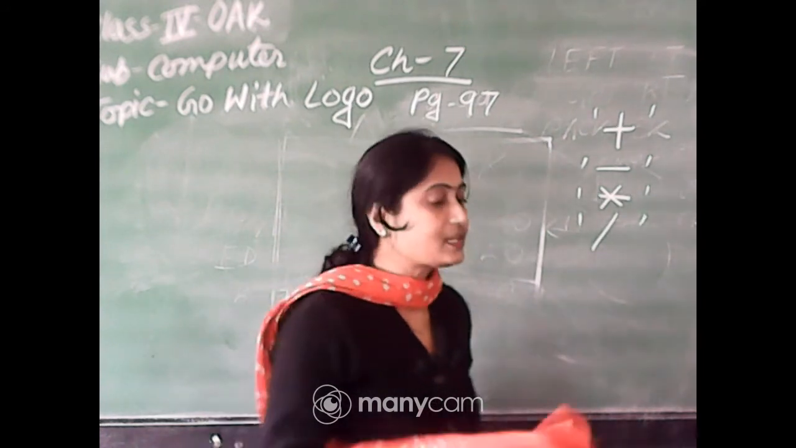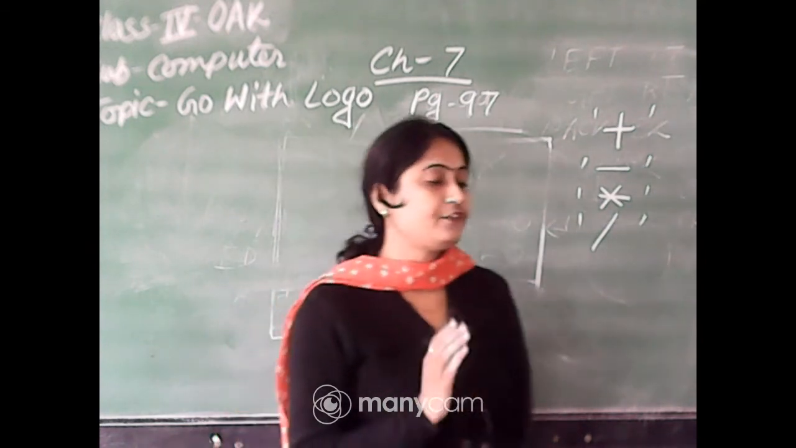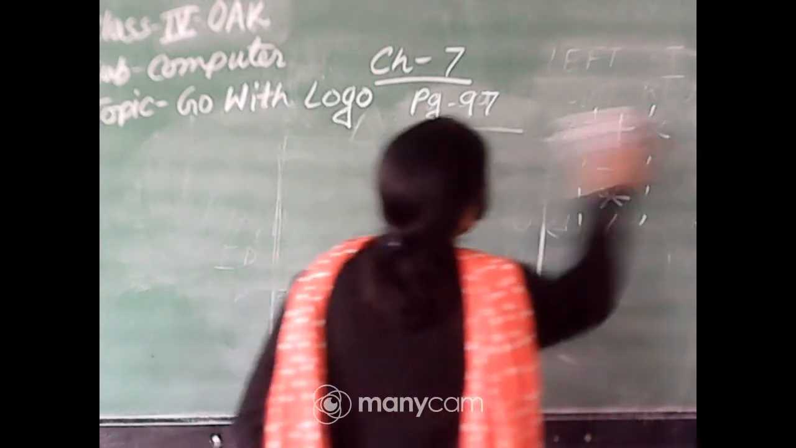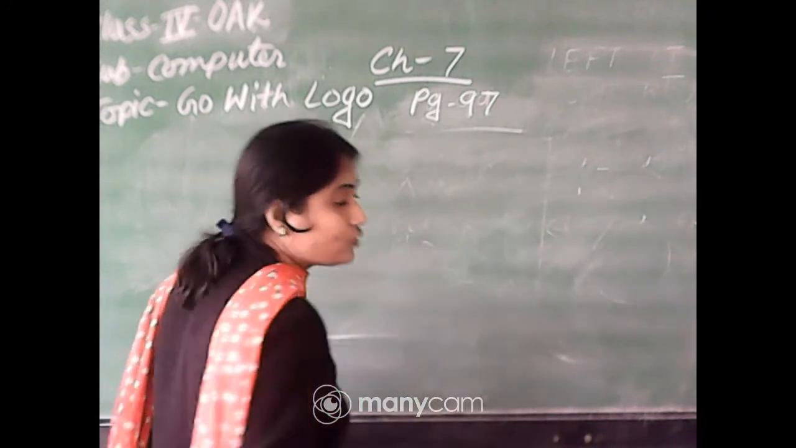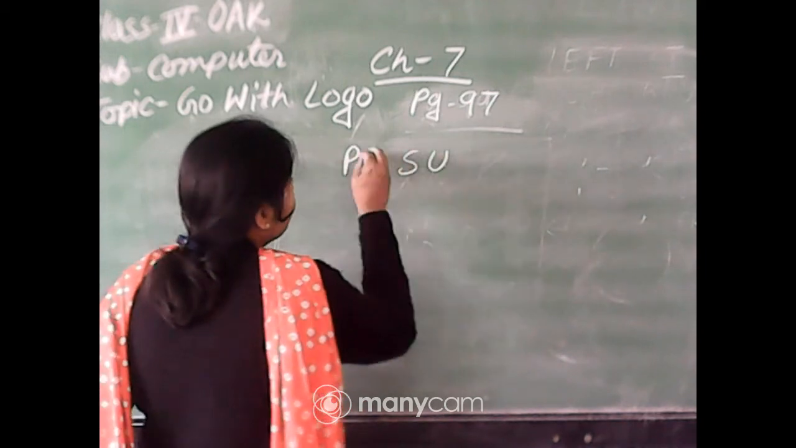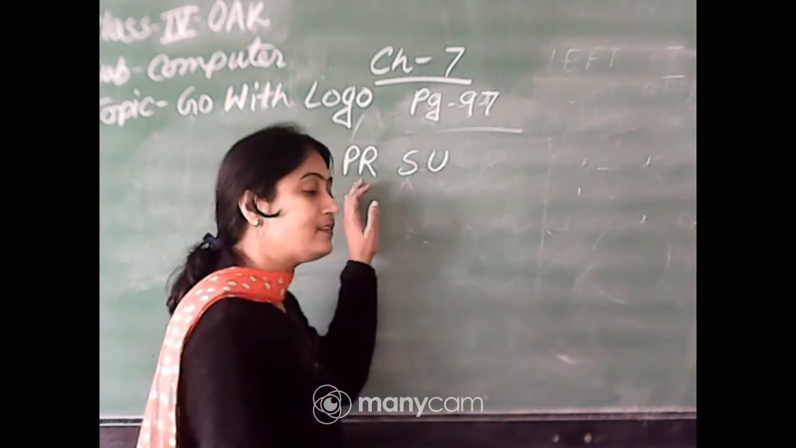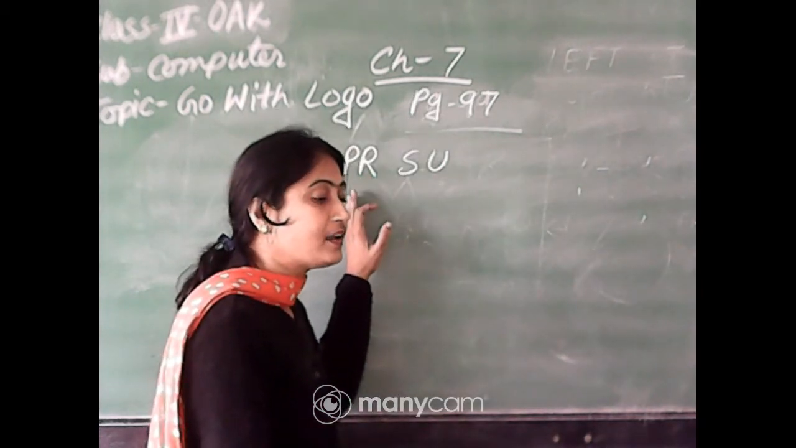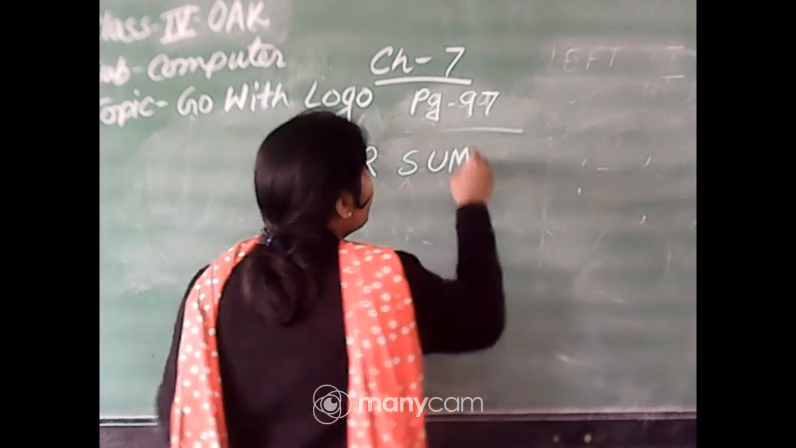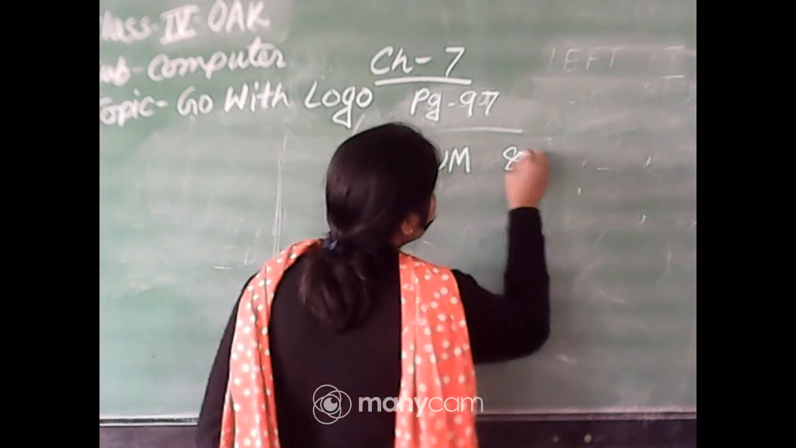Okay. Now, in the previous class I discussed sum. Sum is a function. If you want to add, you can use the sum function. If you want to add two numbers, sum is a function. Before applying the function, if you want to see the output, you have to write the print command, PR, then give a space, and sum. If you want to add two numbers, sum and then two numbers, suppose 8 and 9.